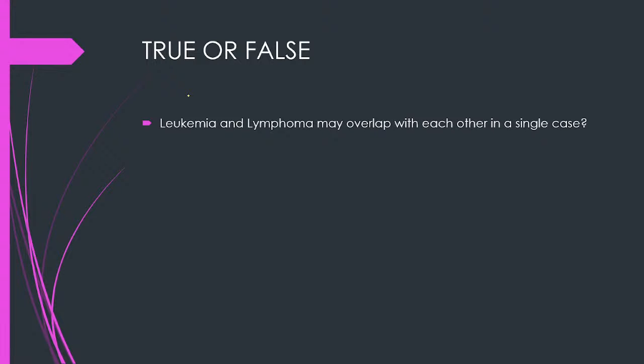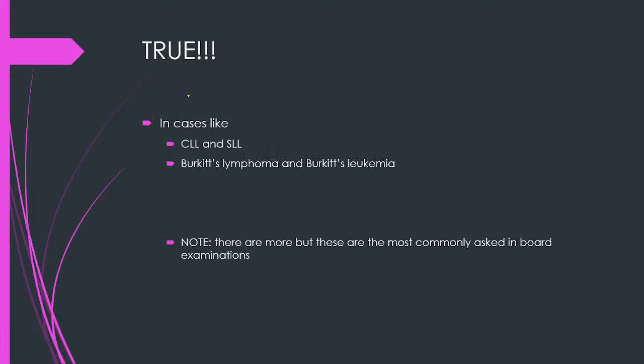Leukemia and lymphoma can occur in the same case. I know you would be very unlucky to have both of them, but it can occur, in cases like CLL and SLL, and Burkitt's lymphoma and Burkitt's leukemia. There are more of these, but the commonly asked questions in the board exam are usually CLL, SLL, Burkitt's lymphoma, and Burkitt's leukemia. So please don't forget this too.